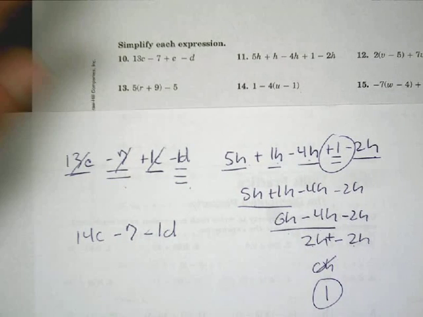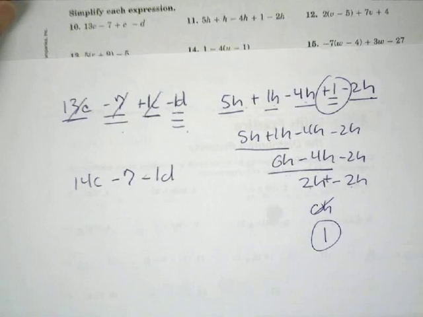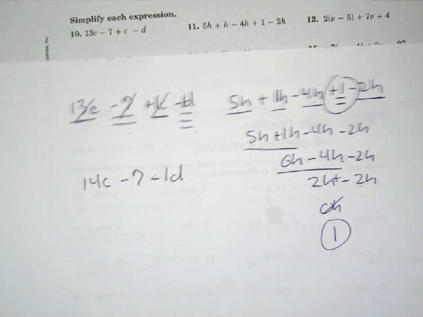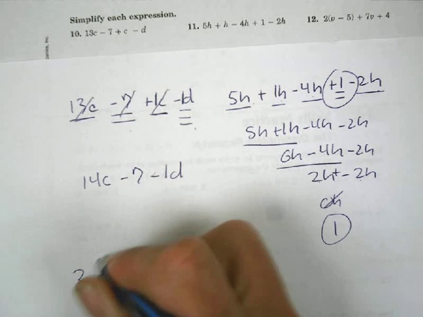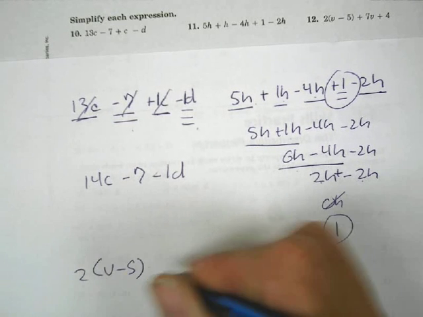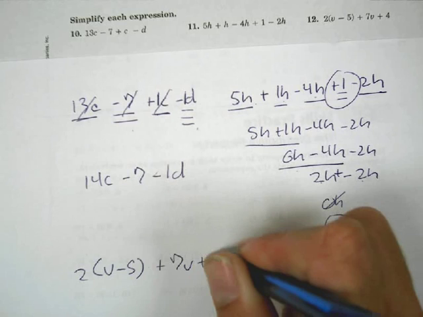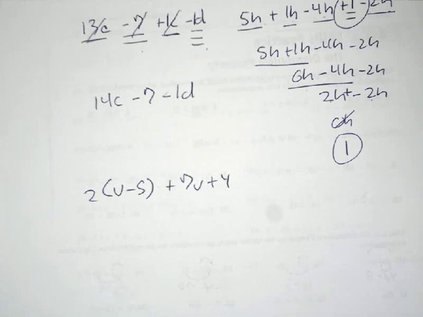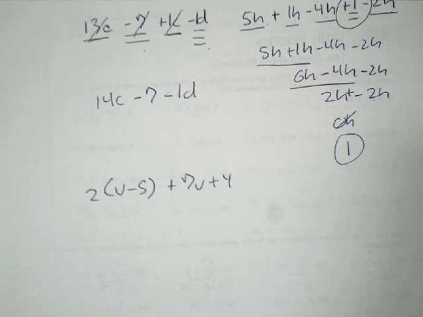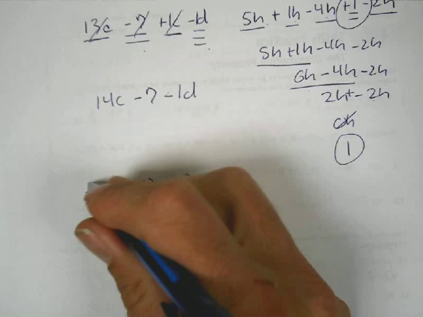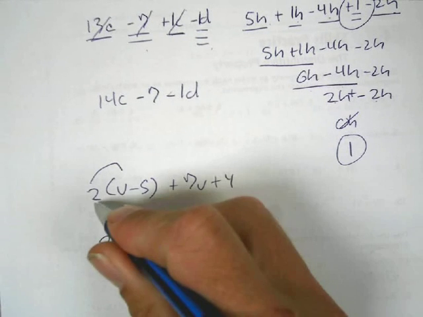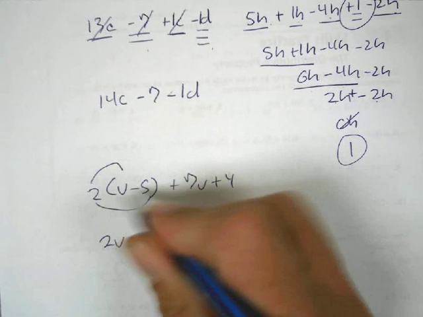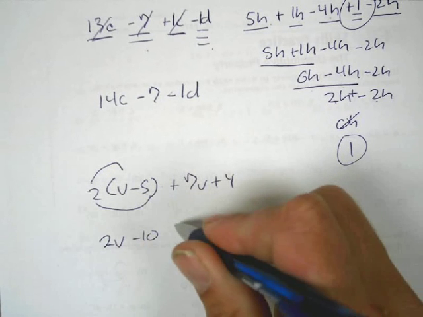If we look at number 12, we will notice number 12 has the distributive property in it. 2 times v minus 5 plus 7v plus 4. In order to solve this, we need to use our distributive property first. Outside times the first. 2 times v is 2v. Outside times the second, 2 times negative 5 is negative 10. Copy down what we have not used.